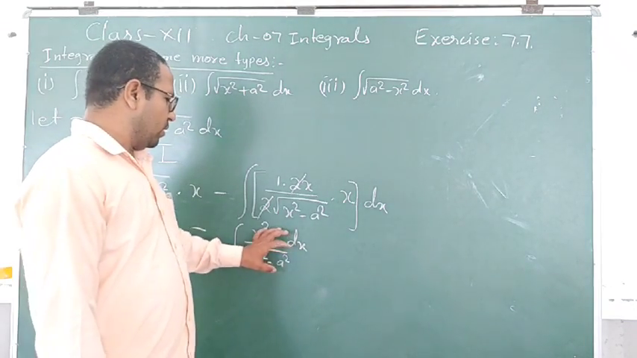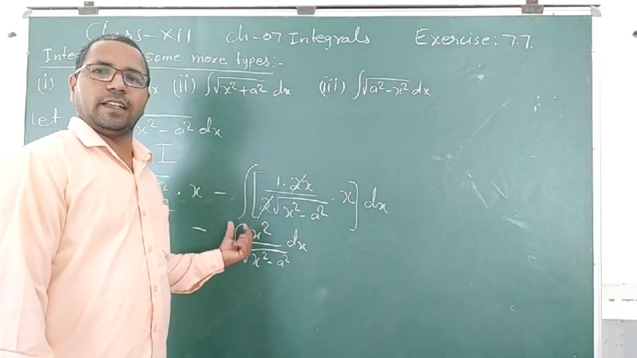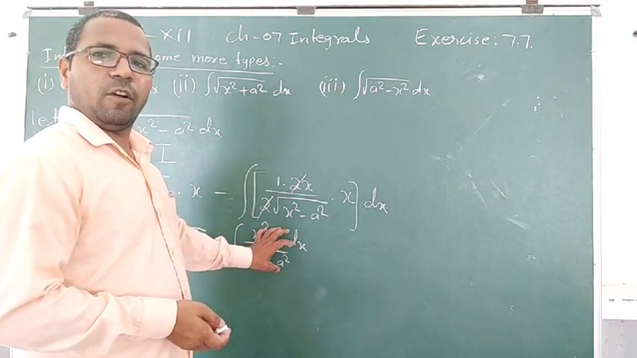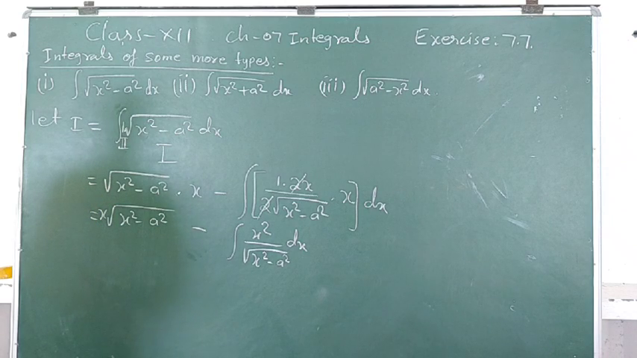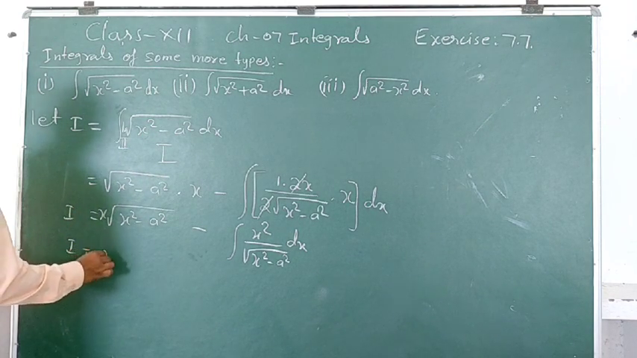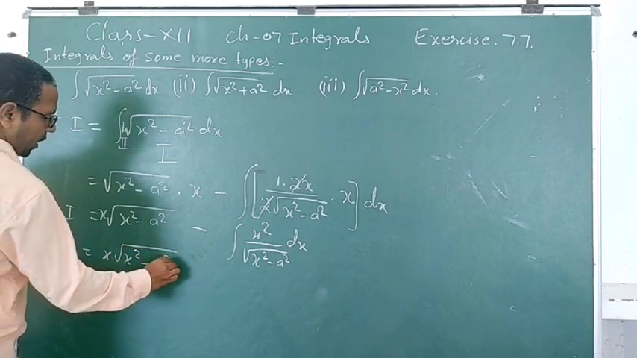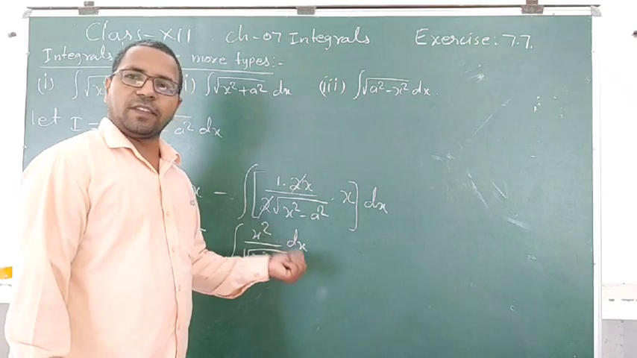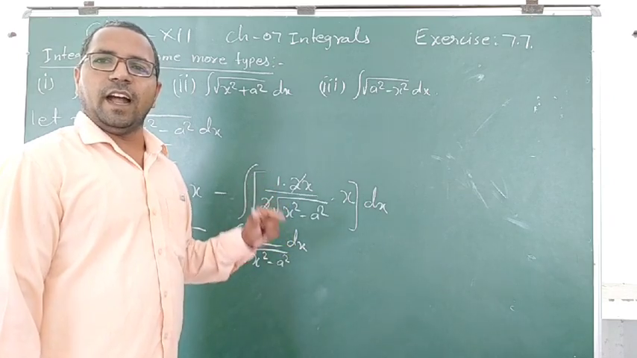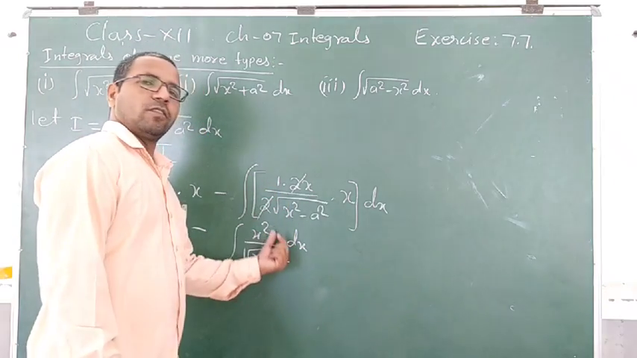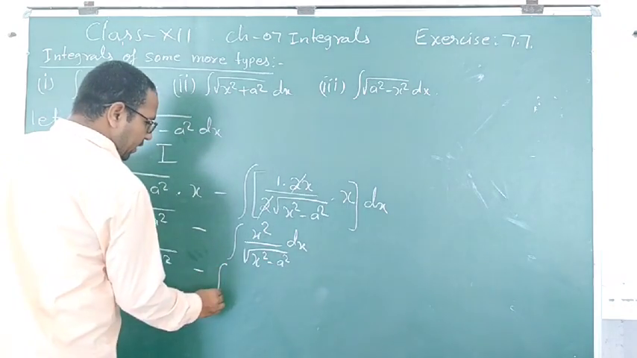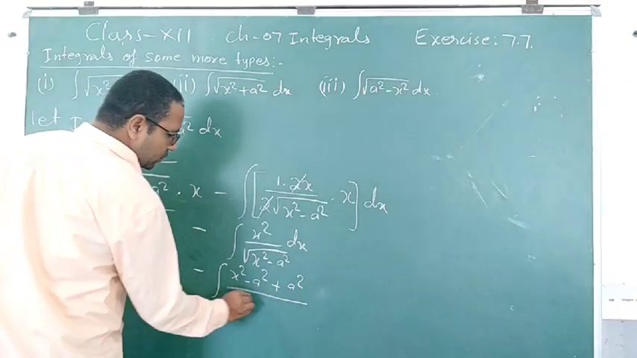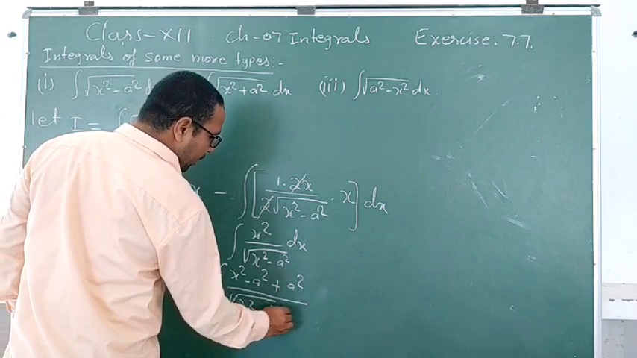Now students, what do we have to do here? Again we are getting something complicated because we do not know the integral of this one. So we have to use some technique so that we can come out of this type of integral. So, x root x square minus a square minus, x square is here. Students, we can just subtract a square in the numerator and add a square to come out of this type of integral. So integral of x square minus a square plus a square upon root x square minus a square dx.